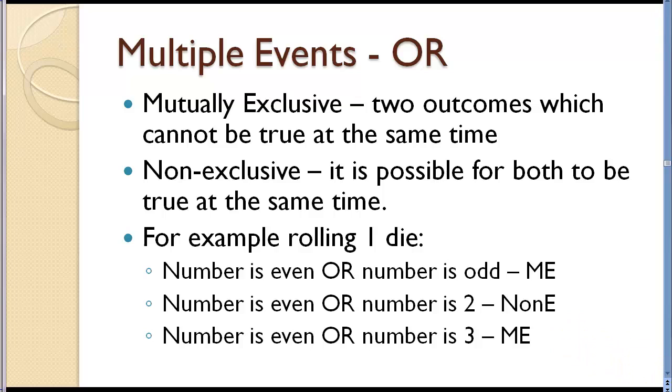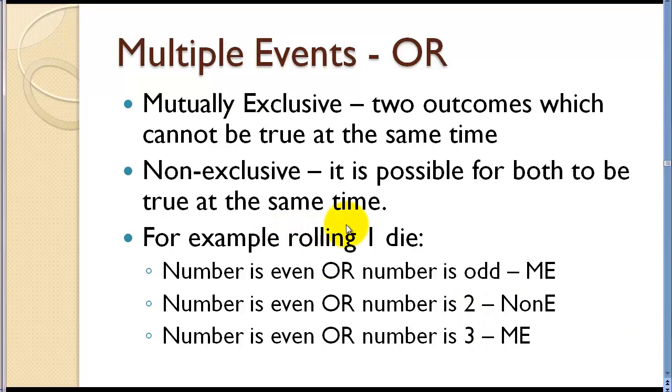So now we've talked about probability of single things happening. Now we need to talk about multiple events. So these are when we're doing, say, one thing like rolling a die, but we're looking for or winning when there are different kinds of outcomes. Now these outcomes could be mutually exclusive, meaning the two outcomes cannot happen at the same time, or they could be non-exclusive, meaning that it's possible for two things to be true at the same time.